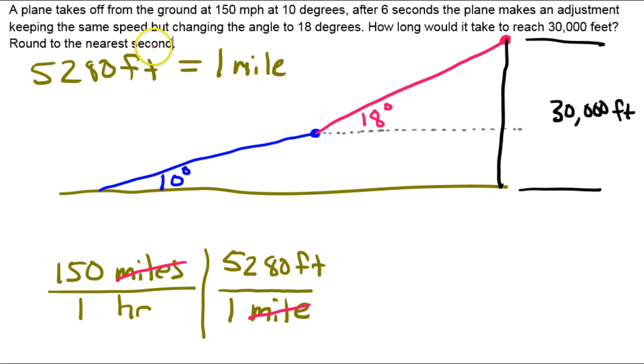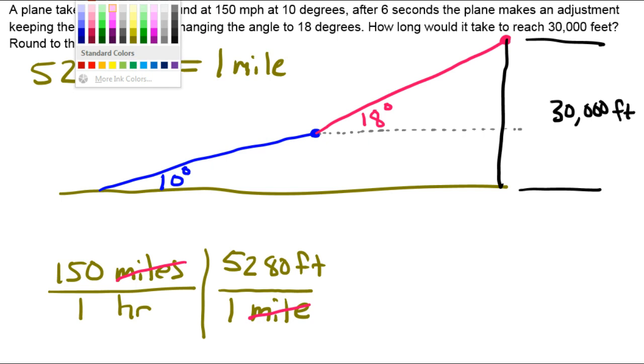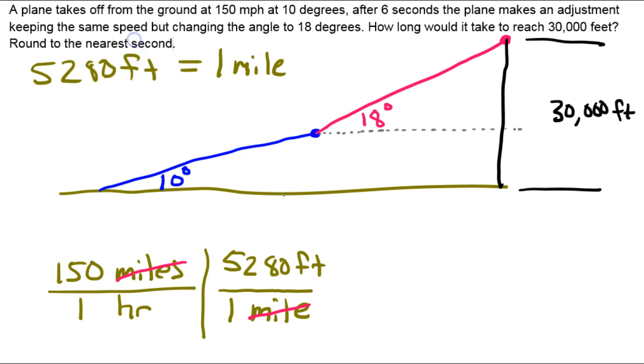But I don't want hours, I want seconds. Alright, so I need to get rid of hours also. So I'm going to keep going, and I'm going to do another one of those fractions that I'm going to multiply by. I'm liking feet, so I'm not going to bother that. But hours, I want to get rid of hours, so I'm going to put hours in the top, and I want seconds, so I'm going to put seconds in the bottom.